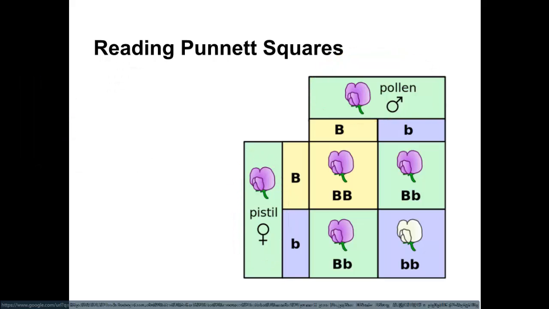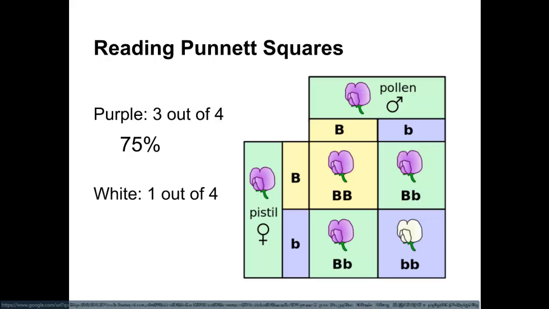If you look at this, you'll notice that 3 of the 4 boxes have a big B, which represents purple, and only 1 of the boxes has a little b, which represents white. So we have 3 out of 4 that are purple. You can turn that into a percent and predict that 75% of the offspring of this cross, or mate combination, are going to turn out to be purple.